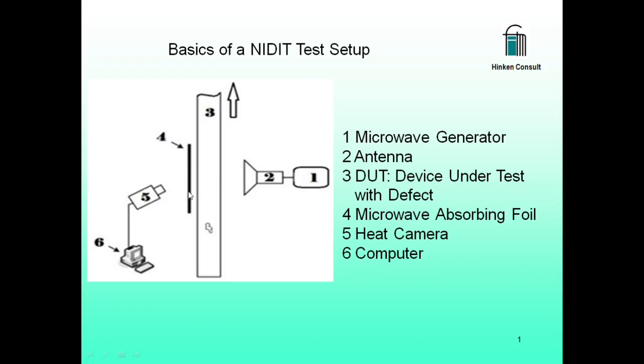So the foil, according to the defects, gets a heat distribution which is detected by a heat camera and displayed on a computer. The heat distribution corresponds to the defect distribution inside the device under test. In the following, we will see two example applications of the NIDIT method.